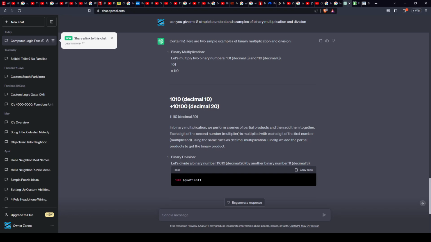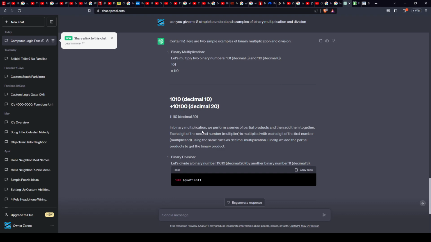101 times 110. 1010. In binary multiplication, we will form a series of partial products and then add them together. If you want to pause it and read, you can. Each digit of the second number, the multiplier, is multiplied with each digit of the first number, the multiplicand, using the same rules as decimal multiplication. Finally, we add the partial products to get the binary product.